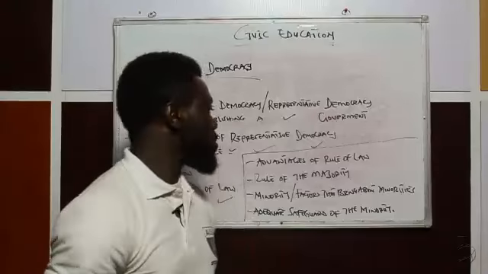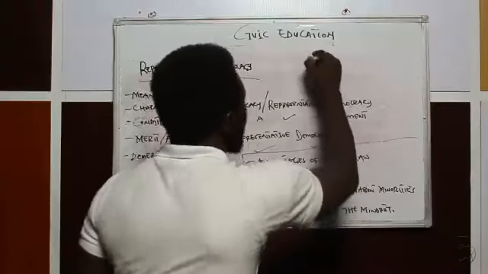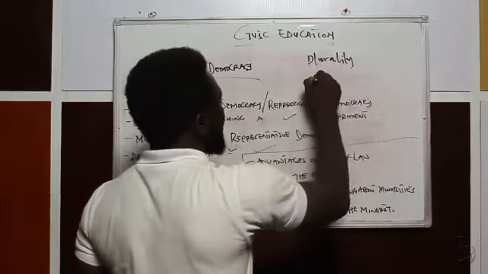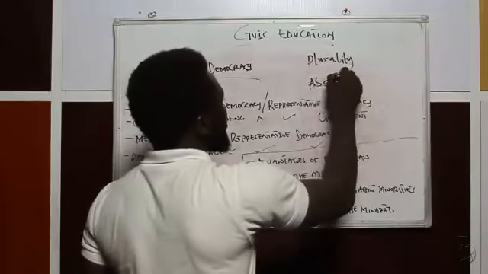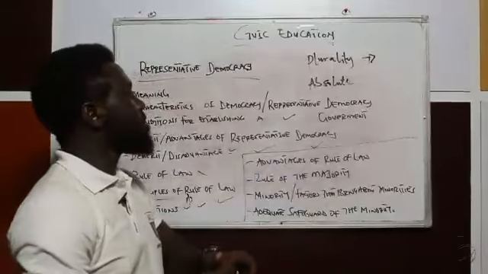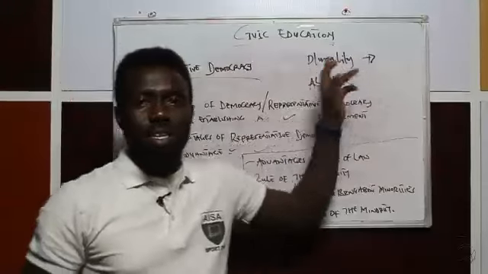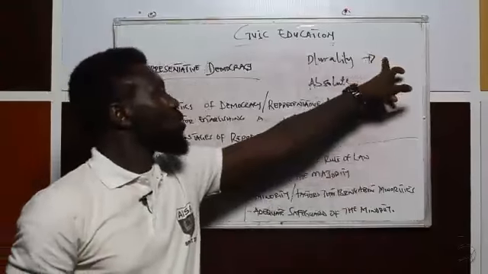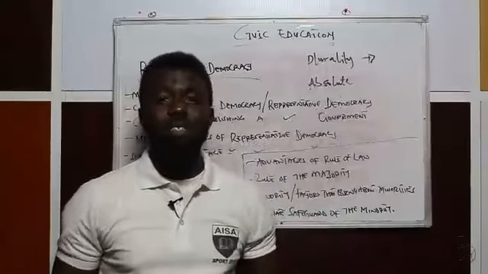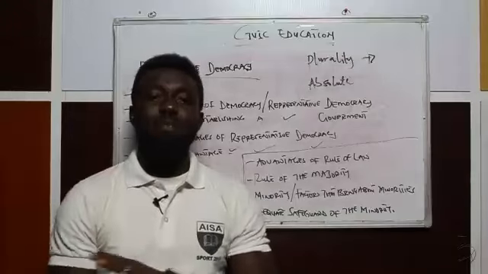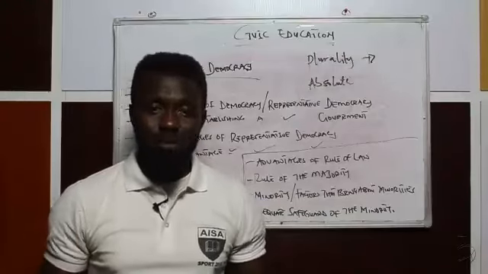Now, plurality and absolute. Here, this is the simple plurality. It is a system in the electoral process whereby a winner emerges for having the most votes. He has to have the bigger vote.